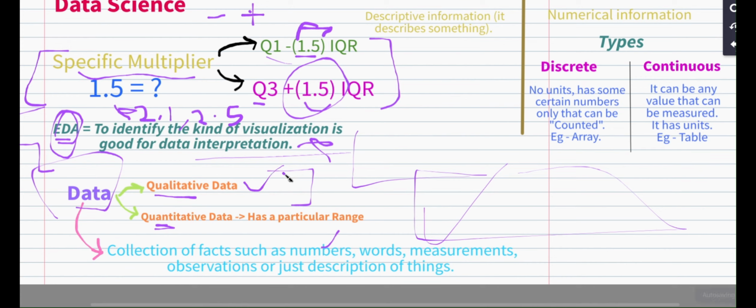Qualitative data has no range at all. You cannot say that the data has a maximum or minimum value. That is the quality of the data, whether the data is good or bad for interpretation. But when we come to quantitative data, it has a particular range.